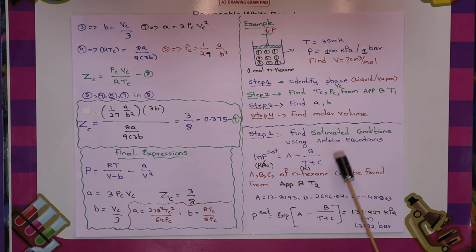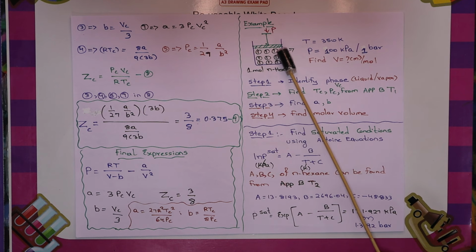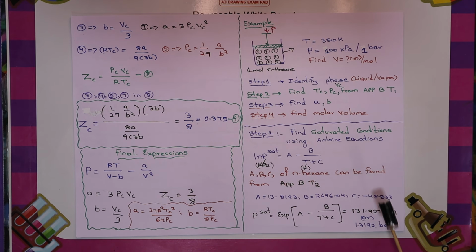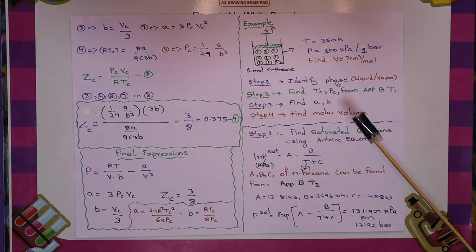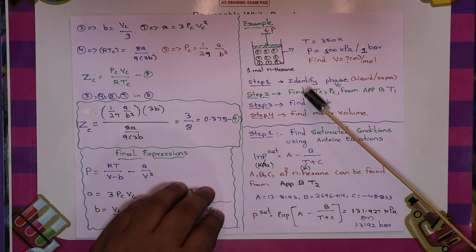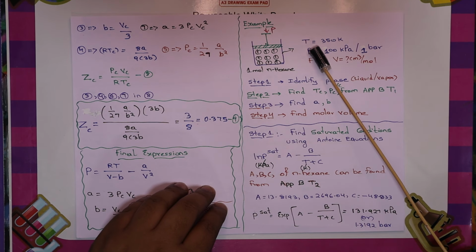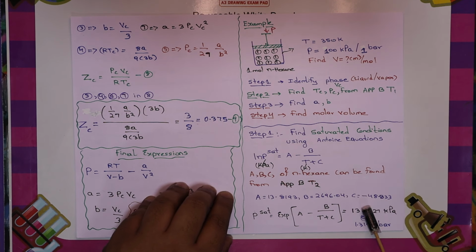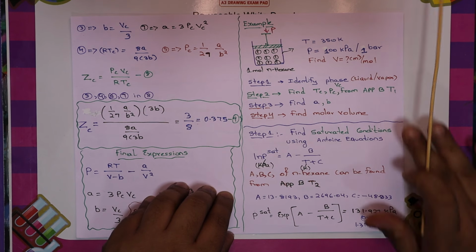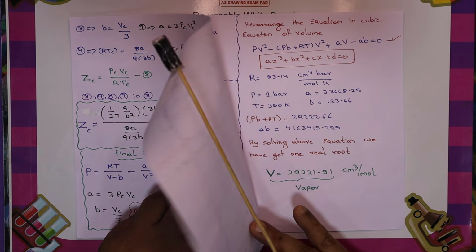Using that information at 350 Kelvin, we find the saturation pressure of the molecule, which is 1.3192 bar or 131.927 kilopascals. That means I have identified Tsat and Psat of n-hexane. Using that information, let us identify the phase. The given conditions are temperature equal to 350 and pressure equal to 100 kilopascals, but the saturation conditions are 350 Kelvin and 131.927 kilopascals.